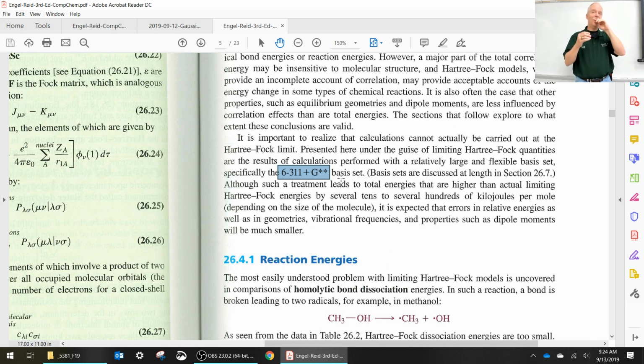Now you could do more. You could do D and F. So you could put D orbitals and F orbitals on the heavy atoms. And you could put P and D on the hydrogens if you wanted to be crazy and give your hydrogens access to D orbitals. Okay. I don't know why a hydrogen would want that, but it's okay.